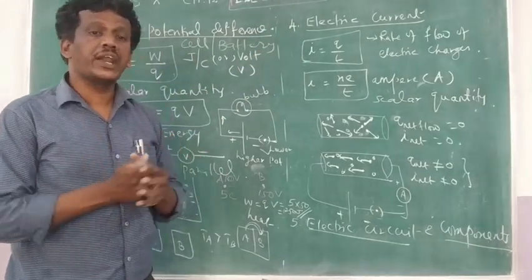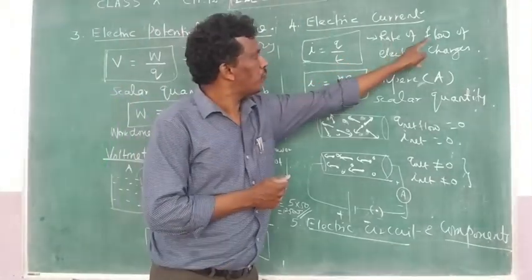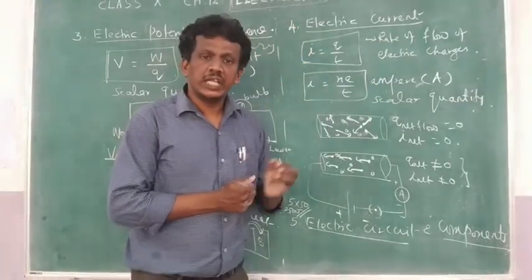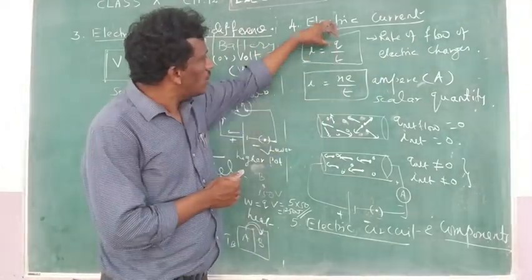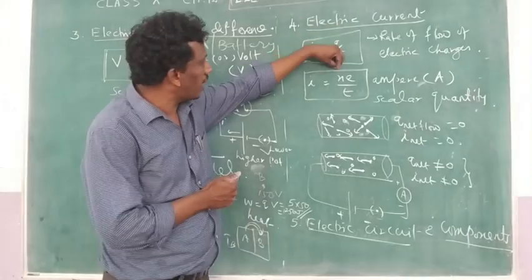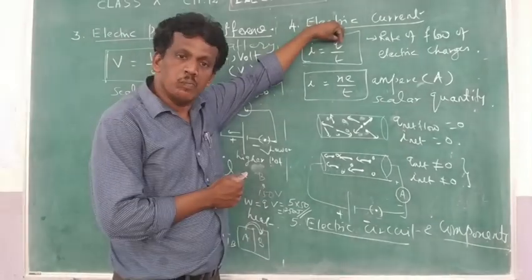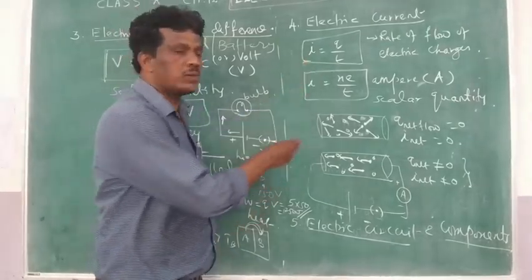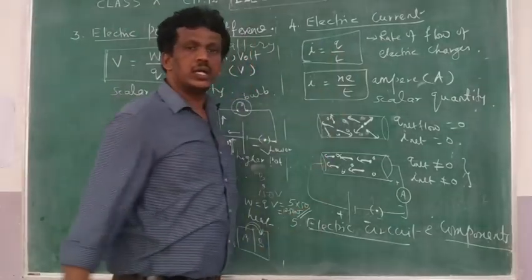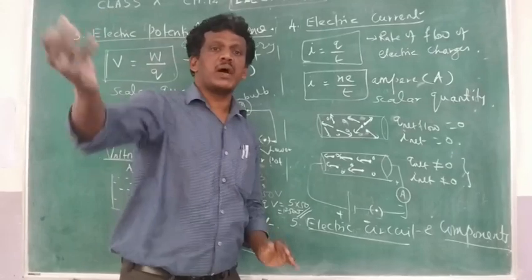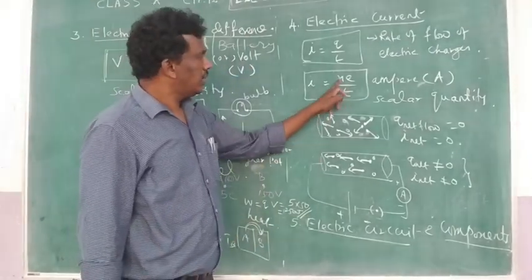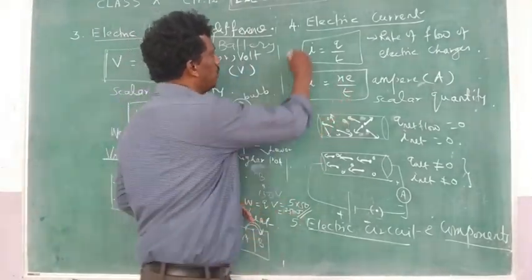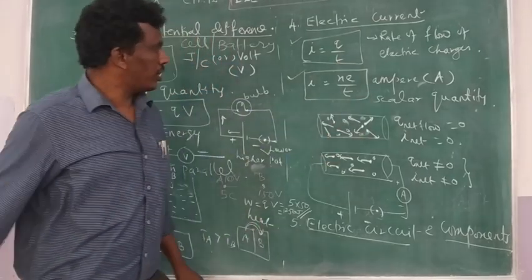So what is electric current? It is the rate of flow of electric charges. In a particular time interval, how much electric charge is moving through a particular cross section, that is called electric current. How do we measure it? Q by T. Now if you want to calculate in terms of number of charges, it is Ne upon T. You can use both formulas for numerical purposes.